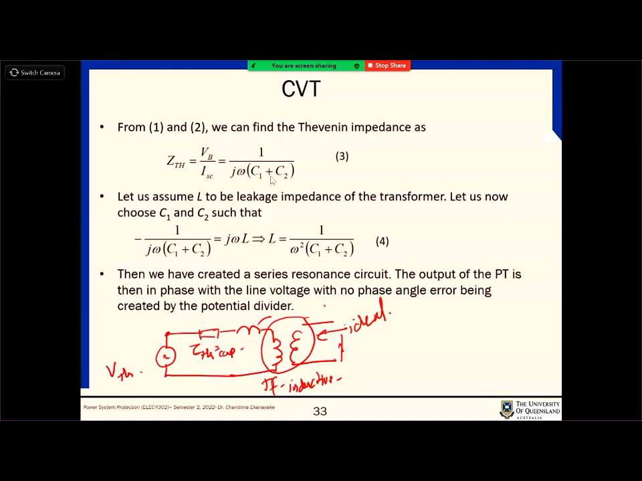This impedance is 1 upon j omega (C1 plus C2), and j omega L is the equivalent transformer impedance. Once you make them equal, you can see that the inductance L is equal to 1 upon omega squared (C1 plus C2). Using this, we have a relationship between the transformer and the capacitor values. So using this relationship, we can select the appropriate capacitor values and inductor value for the transformer.